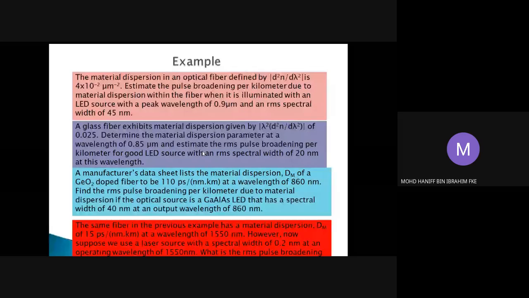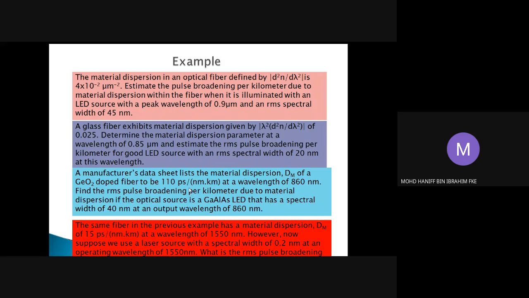Okay, we have a glass fiber which exhibits material dispersion given by this term, lambda squared d squared n over d lambda squared, of 0.025. Determine the material dispersion parameter at a wavelength of 0.85 micrometer and estimate the RMS pulse broadening per kilometer for a good LED source with an RMS spectral width of 20 nanometer at this wavelength.